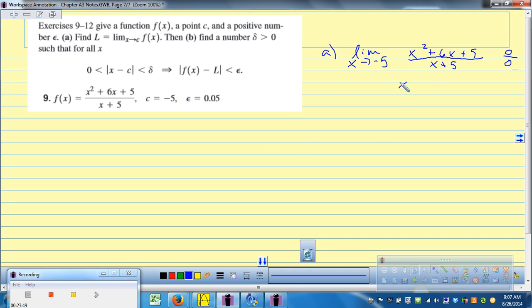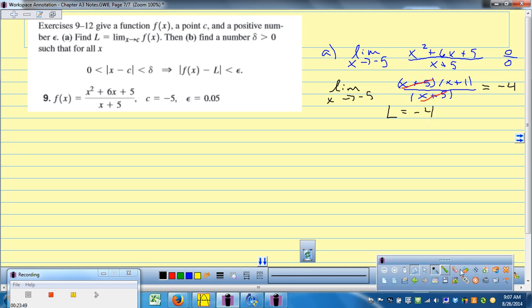Top factors to what? X plus 5 and x plus 1. We get a cancel. And we need to keep writing limits. Please don't leave that off. You will lose points if you do. All right. Now we'll plug in our negative 5, and our limit will approach what? Negative 4. And so our L is negative 4.